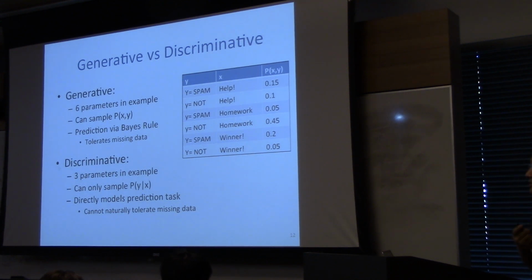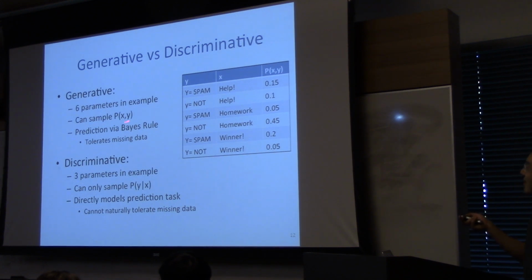So here are some basic differences. In this simple example, a generative model keeps 6 parameters, right? A discriminative model only keeps 3, because the discriminative model only cares about probability of y given x. It only needs to keep 3 parameters, and having fewer parameters typically means it's going to be more stable in terms of learning.